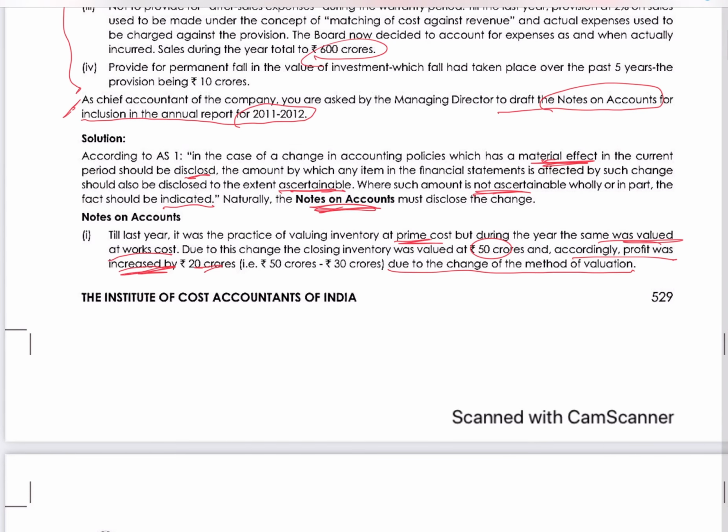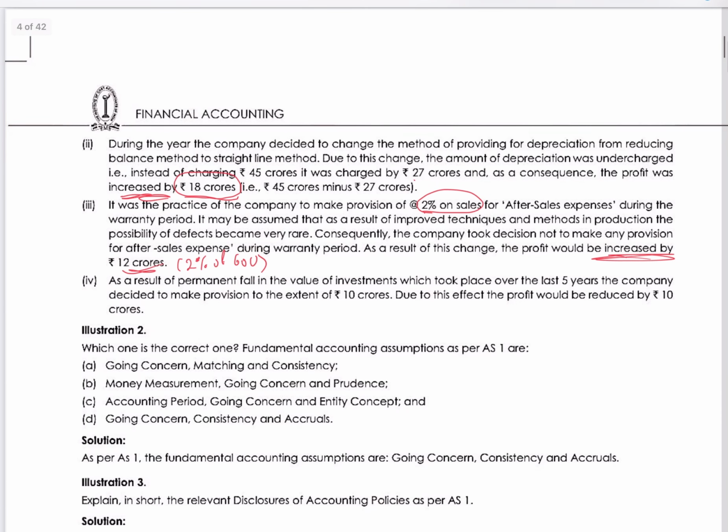Provide for permanent fall in value of investment which fall had taken place over the past 5 years. The provision is 10 crores. So what has happened? The company had made investments on which there has been a fall in value over the past 5 years, for which the provision is required to be made, to the extent of 10 crores. If you are making a provision, it's like showing an expense. So we are showing extra expenses which were never shown before, so our profit is getting reduced. Profit would be reduced by 10 crores.